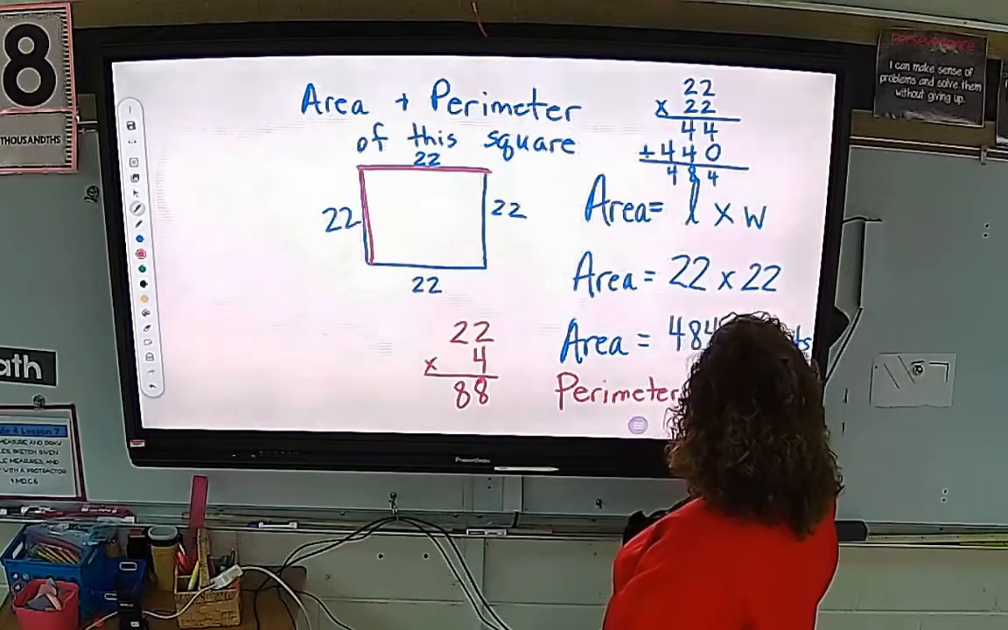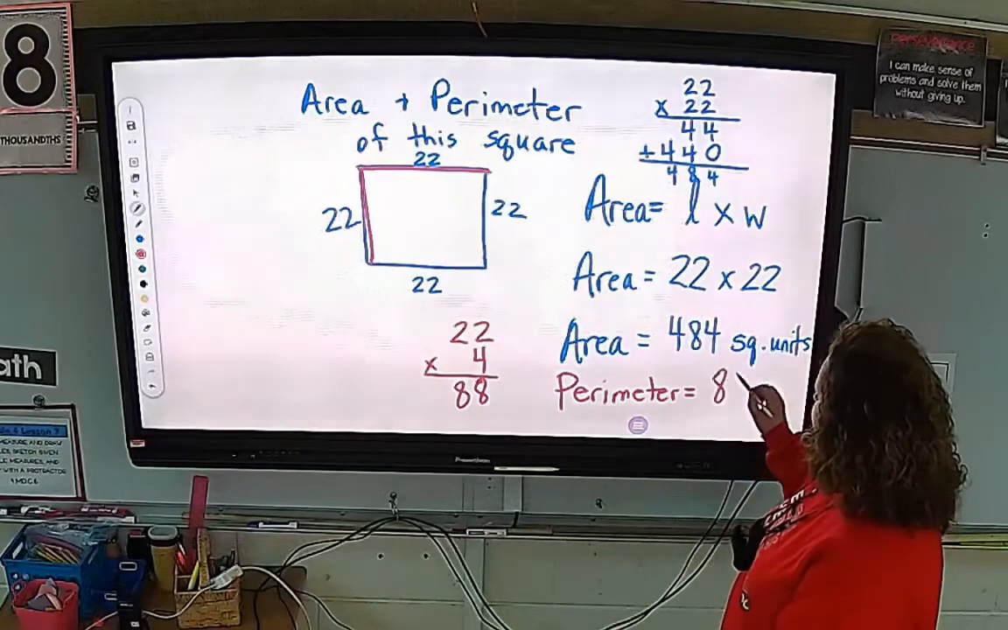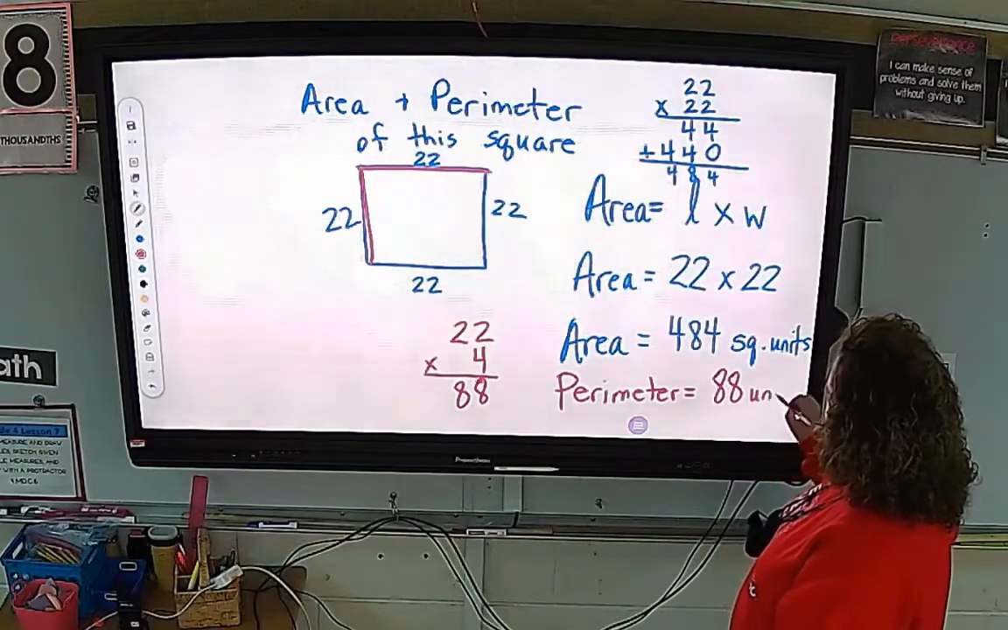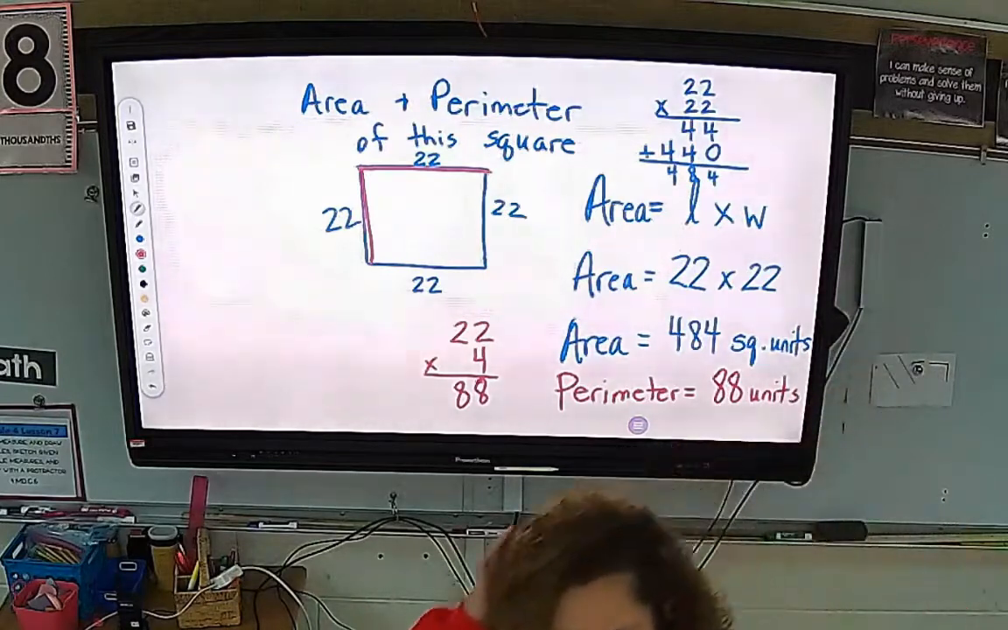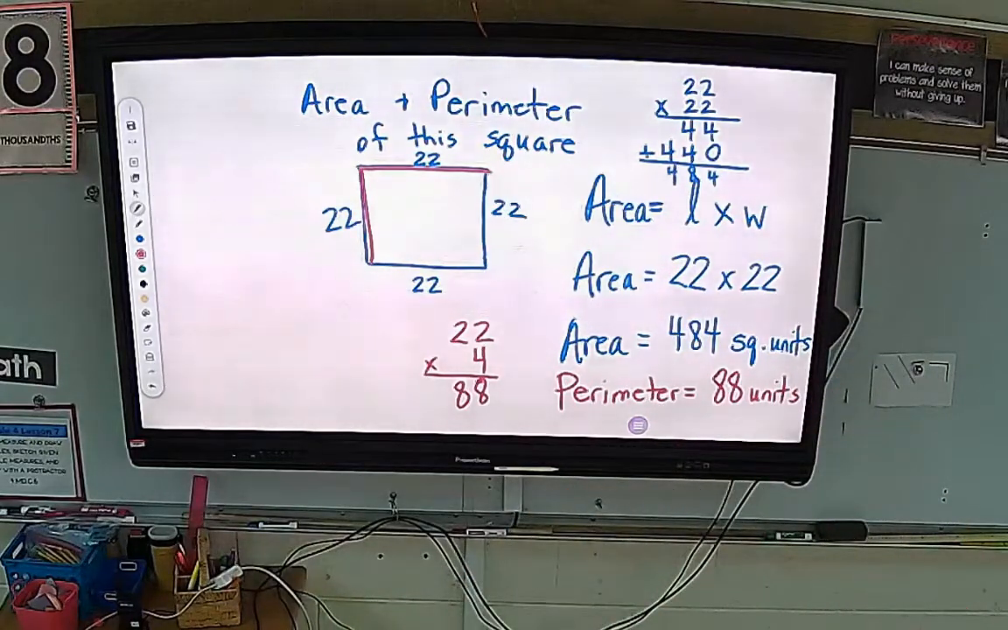Okay. And so my perimeter is just 88 units, no square units in perimeter. Square units happen with area, not perimeter. Okay. All right, like I said, in another good handful of days, we'll pull this back out, both of these, area and perimeter, and we'll make sure we've practiced it. It's been a while since we've done this.